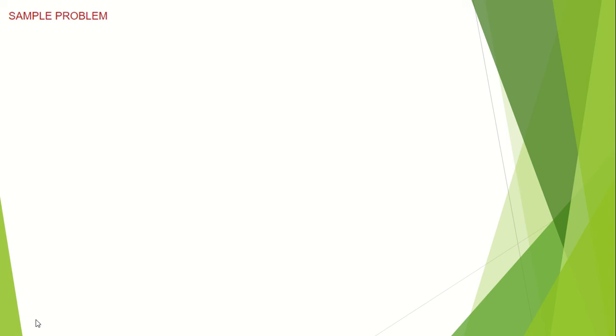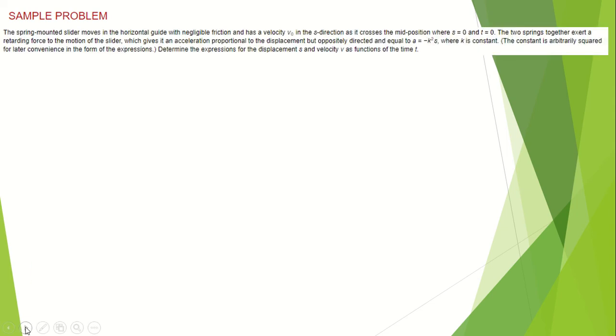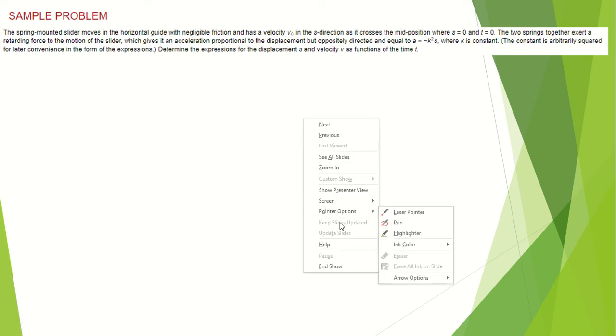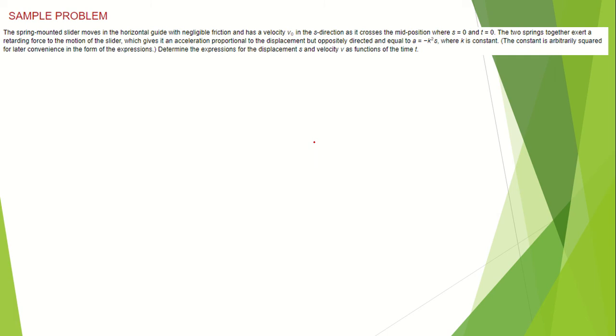Okay, so here's the problem. The spring-mounted slider moves in the horizontal guide with negligible friction and has a velocity v sub 0 in the s direction as it crosses the mid-position. So here's the illustration, class. This is the mid-position where s is equal to 0. So at this position, s equals 0 and t equals 0.